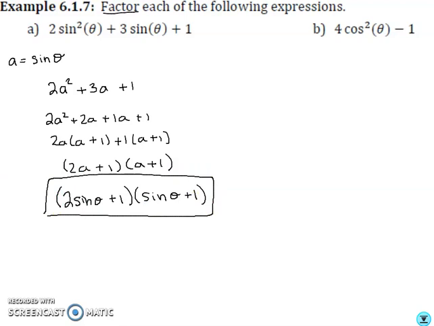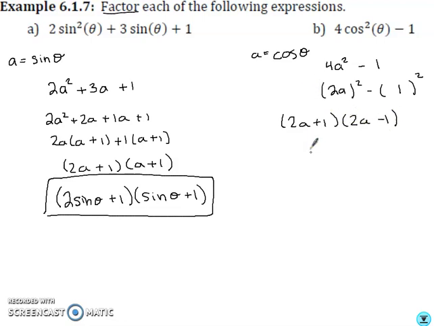Go ahead and take a moment to pause the video and try B on your own. Here I'm going to let cosine theta be equal to A. So I've got 4 times cosine squared, or 4 times A squared, minus 1. And I do recognize this as the difference of squares. So I will have 2A squared minus 1 squared. So that gives me 2A plus 1 and 2A minus 1. But then I need to resubstitute and put my cosine back in. So I've got 2 cosine theta plus 1 and 2 cosine theta minus 1.